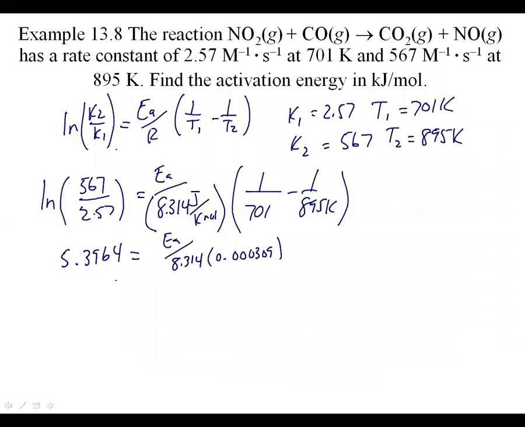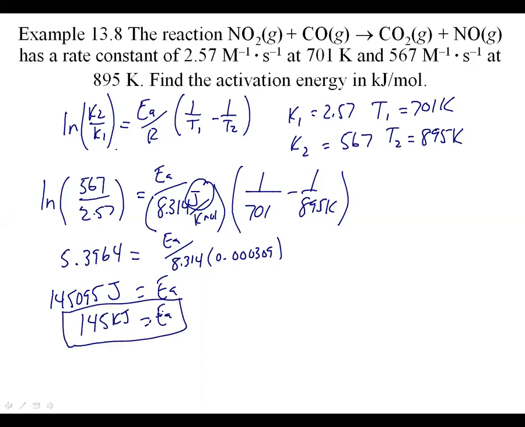145095. Again, the units here would be joules based off of R, but activation energy, like I said before, is typically given in kilojoules. So if you divide it by 1,000, you get something like 145 kilojoules, which is good. And again, you do see a positive value for activation energy, which is typically what it is. Any questions on the mathematical way of relating temperature to activation energy to rate constants?